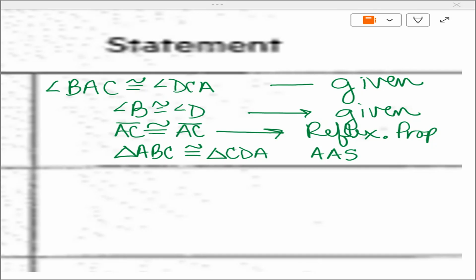Well, we can say that these are congruent by alternate interior angles. So angle BCA is going to be congruent to angle. We're not doing this one. This is going to take way too long. Okay, CPCTC. Let's do this one.